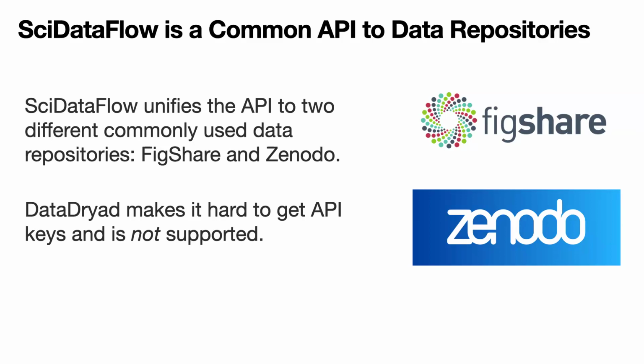So SciDataFlow unifies the APIs to these, and what that means is that you have a command line tool that will push and pull from these two data repositories, because all of the complexity of dealing with these two different types of APIs is done by SciDataFlow. I didn't include Data Dryad because it makes it really hard to get the tokens that you need. You have to email someone, and on these other websites, you just log on and it'll give you a token easily.